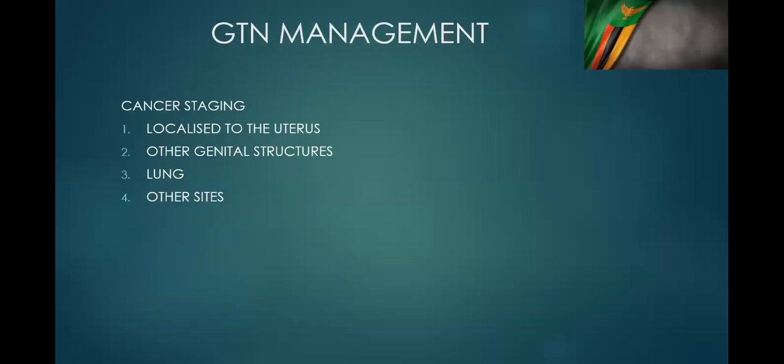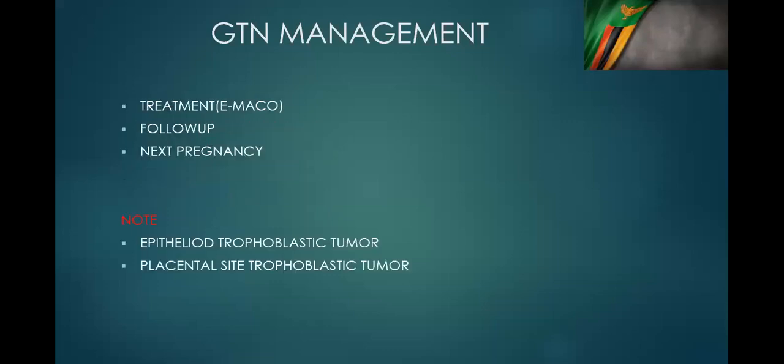You also have to stage this cancer now because it's gestational trophoblastic neoplasia. It's stage 1 if the cancer is localized to the uterus. It's stage 2 if other genital structures are involved, the ovaries or the vagina. If it involves the lung, that is staged as 3. If it involves other places, brain, liver, kidney, then that is stage 4.